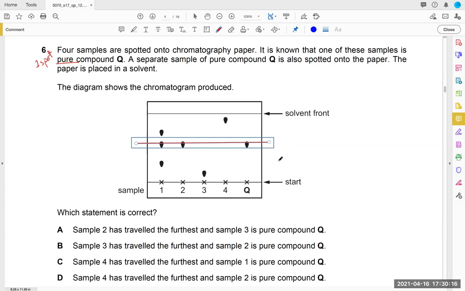All right, so what is it saying? The highest level that anything has traveled is sample 4. So sample 4 has traveled the furthest, and sample 2 is a pure compound Q because एक spot है और Q के level पे है. So this is going to be D.